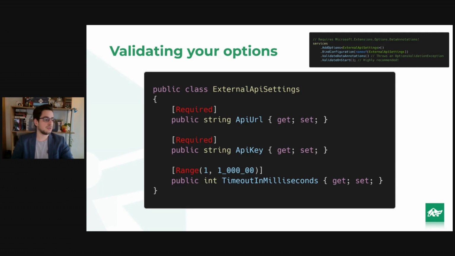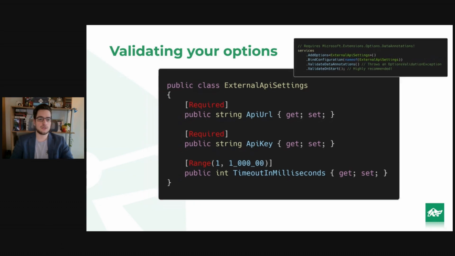One of the well-known ways is to use things like attributes. So you could have a required attribute on the API URL or an API key, or you can have a range attribute, which means that the timeout in milliseconds needs to be between 1 and 100,000.